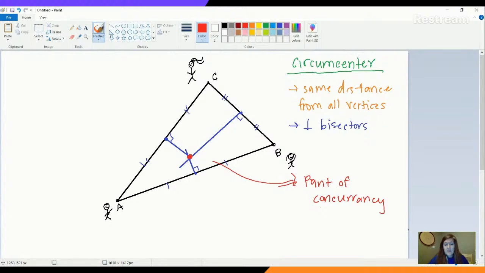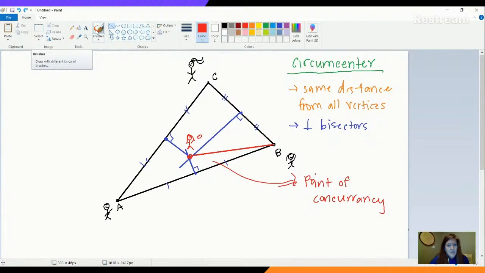That point of concurrency is really important because if I want to be the coach and stand right in the middle of Alex, Beth, and Kathy, and be the same distance away from them, I need to stand right here with my Frisbee. If I stand at that point of concurrency, I am going to be equidistant from all the vertices. If I got out my ruler and measured the distance from this point of concurrency to Beth, let's say that was 10 feet, right?